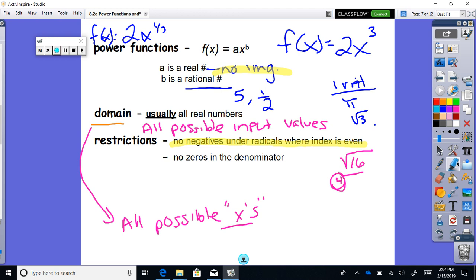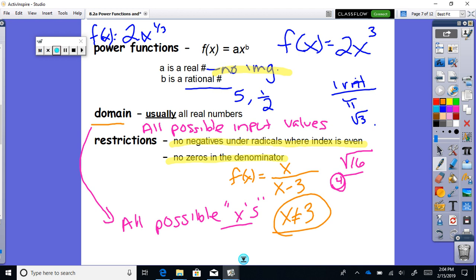And then you can't have any zeros in the denominator. That refers to mostly like the domain. If you have x over x minus 3, then this function would be undefined where x equals 3. So this function, x can't equal 3 because you can't get a 0 in your denominator. So that's what that restriction applies to. So these are mostly review. We've talked a lot about this stuff before.